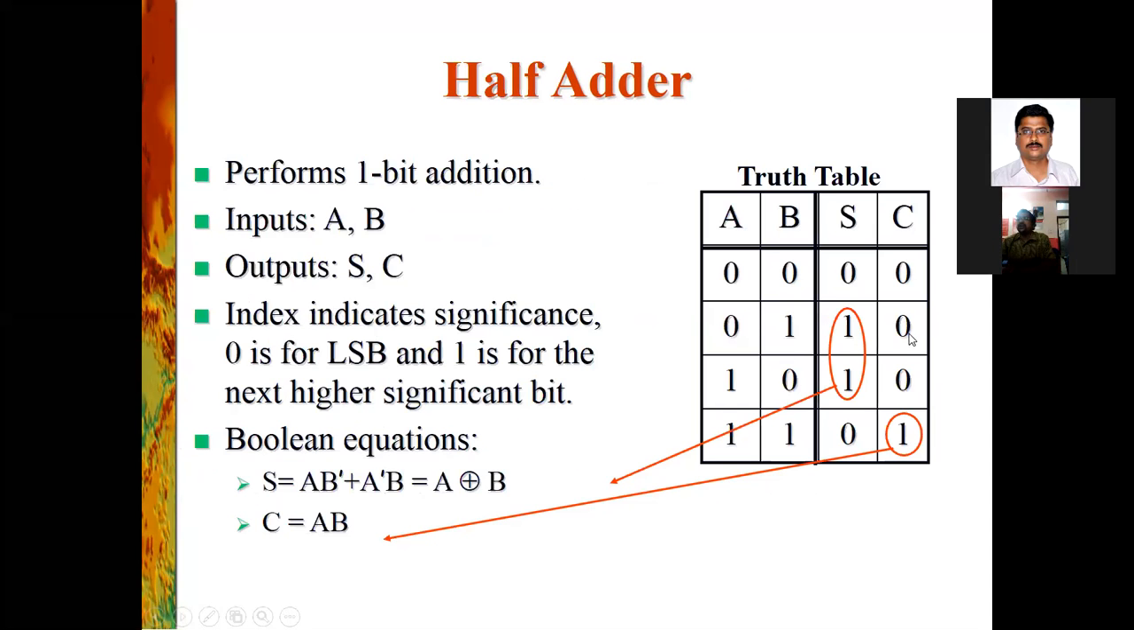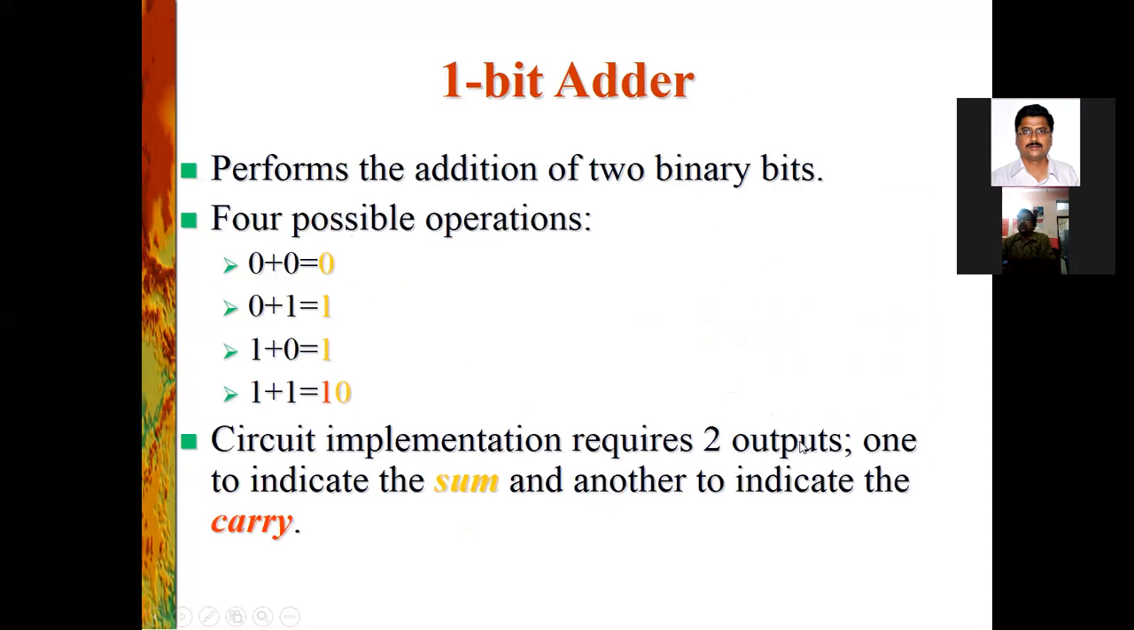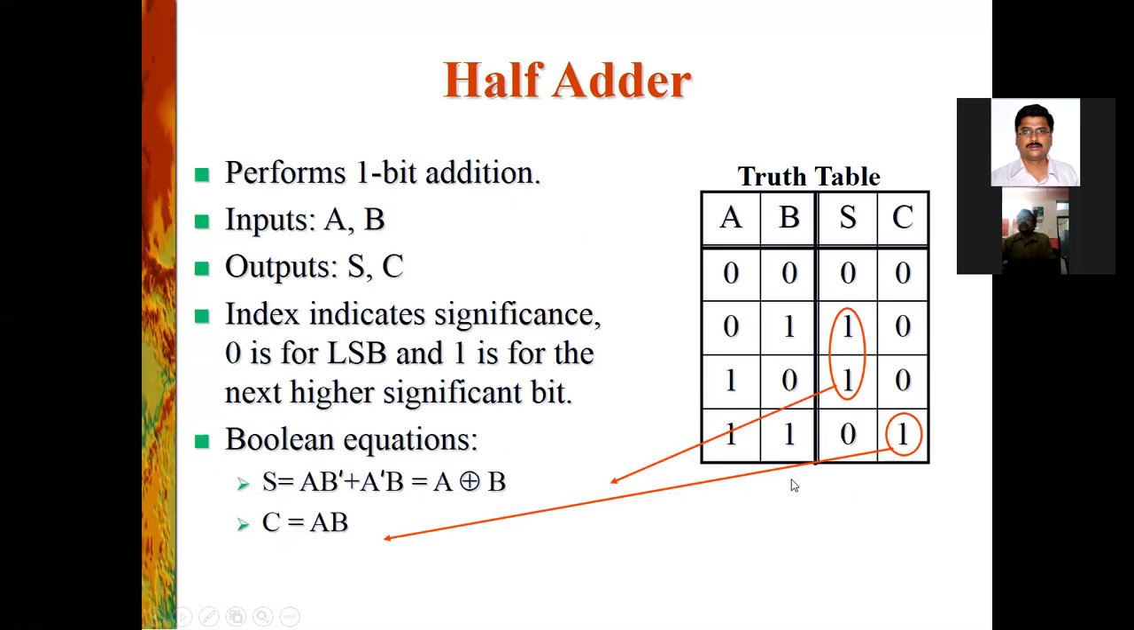No carry is generated, so carry is 0. Then again add 1 plus 0. Sum is 1. If I add 1 and 0, I will get 1. No carry is generated, so 0. Then the 1 1 combination. If I add 1 and 1, the value is 10, where 0 is the sum and 1 is called the carry. So here sum is 0, and 1 is the carry.